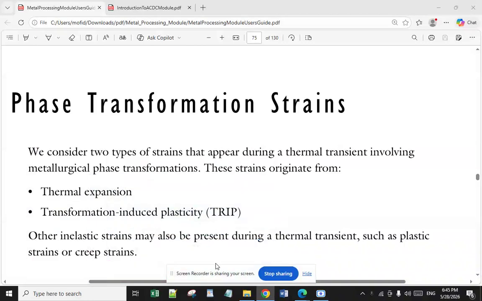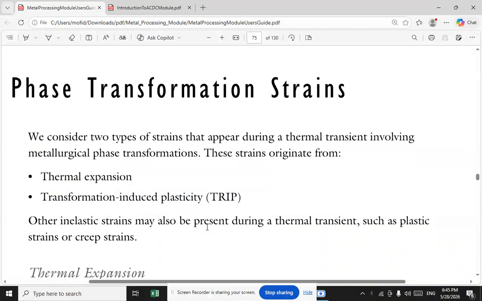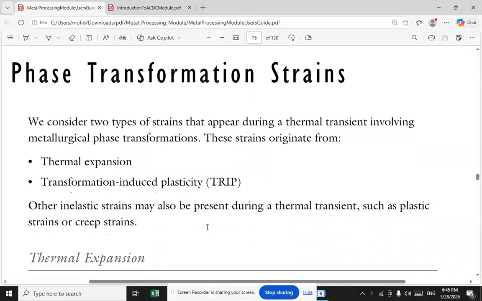In the name of Almighty God, I'm Master Sankocha, and today I want to talk about phase transformation strains. We consider two types of strains that appear during a thermal transient involving metallurgical phase transformations. These strains originate from thermal expansion and transformation-induced plasticity.